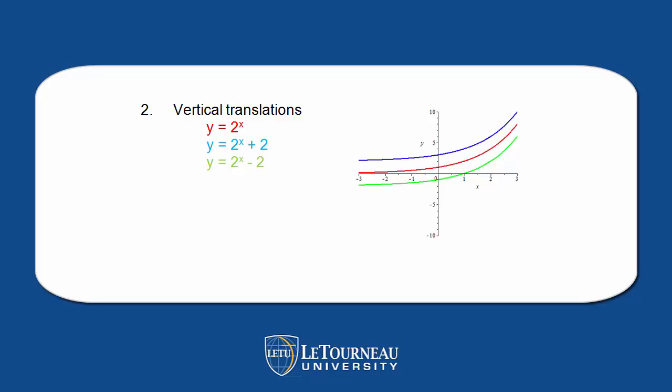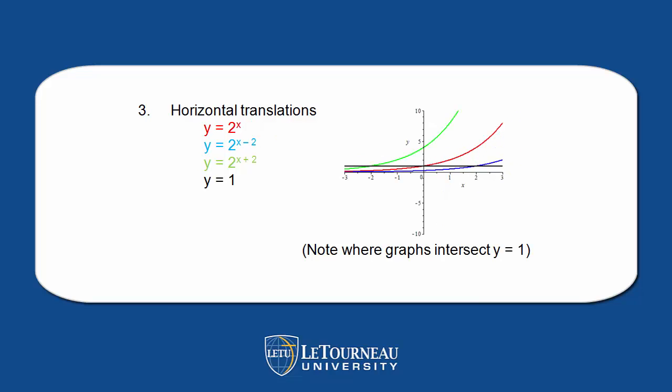Now this next one deals with horizontal translations, and they're a little bit harder to read. So I had to put an extra line in to help you there. 2 to the x, 2 to the x minus 2, 2 to the x plus 2, and notice how the point where y is equal to 1 moves to the left and right when I have horizontal translations. So the line y equals 1 is to help you see where they intersect.